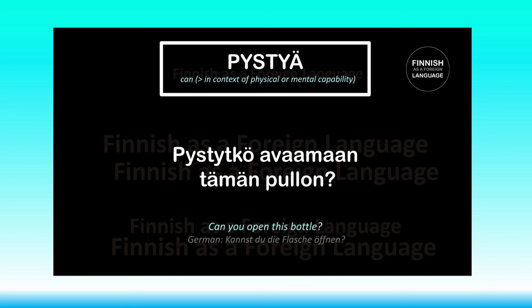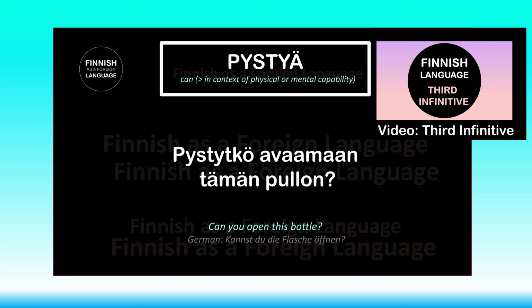Pystytkö avaamaan tämän pullon? Means, can you open this bottle? So, pystytkö means, are you able to? In this context, we're asking about physical ability to open the bottle. Avaamaan is the third infinitive ilative of avata, which means to open. By the way, if you haven't learned the third infinitive yet, I've made a full video about this topic. You can watch it after this video. We carry on. Tämän pullon means this bottle. So let's repeat again. Pystytkö avaamaan tämän pullon? Can you open this bottle?